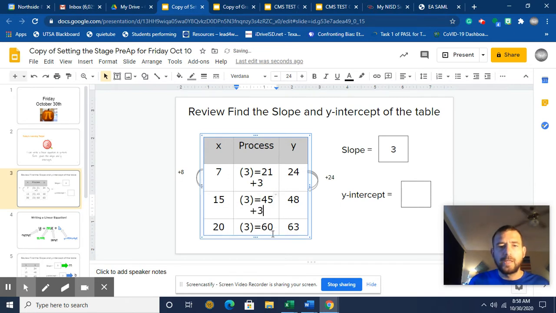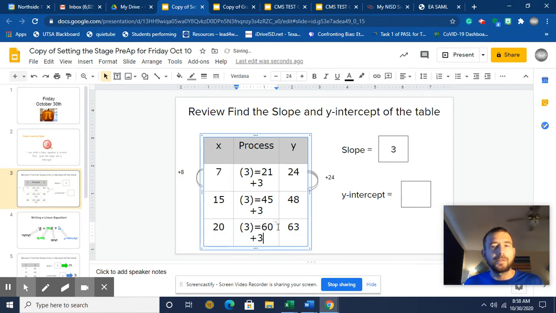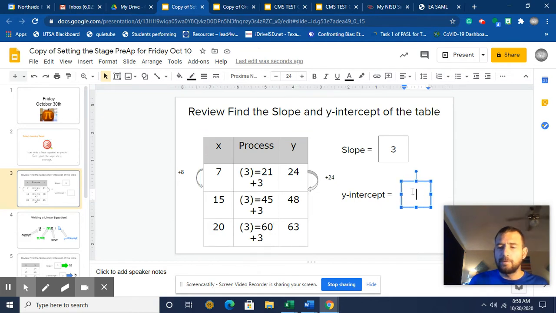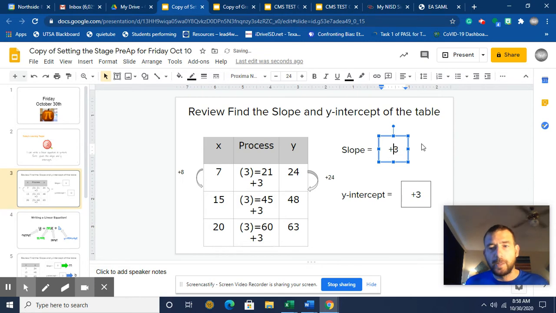Add 3. And we call this that extra step, right? The extra process. Add 3. And that extra step of plus 3 is our y-intercept. Kind of a review of what we just took a test on. Like I said, you guys did awesome on it, so good job.